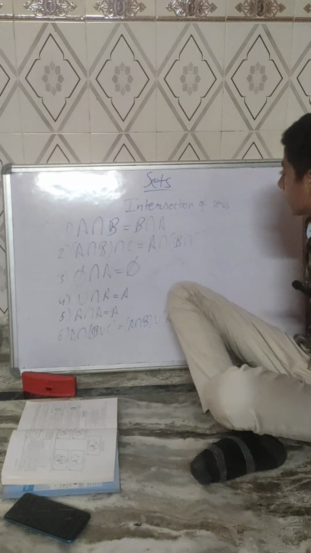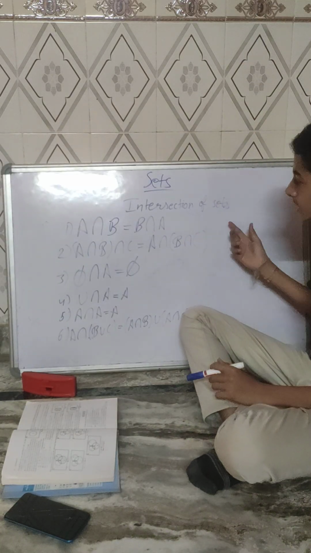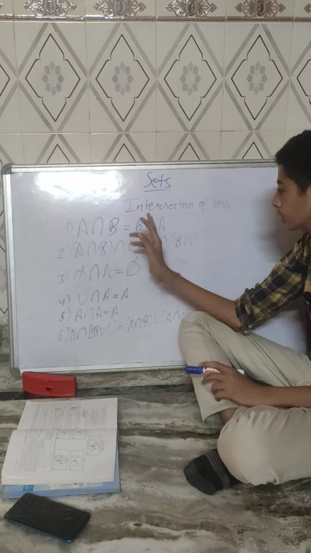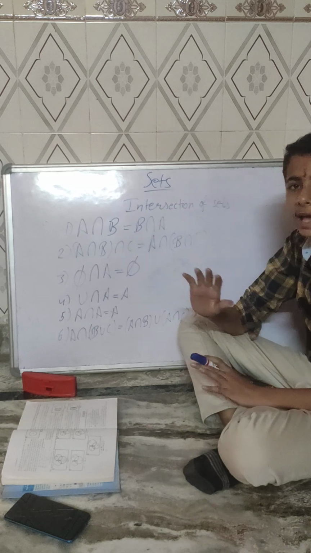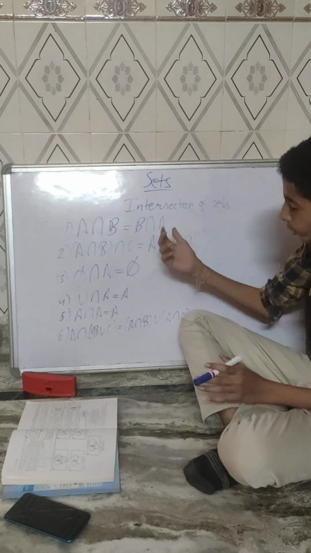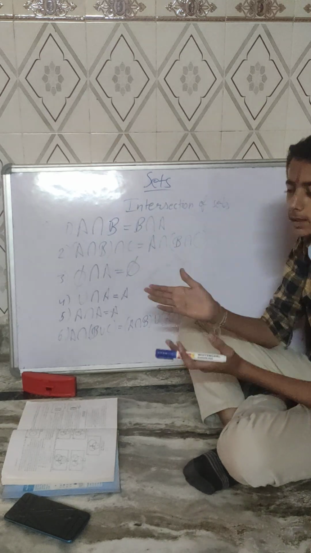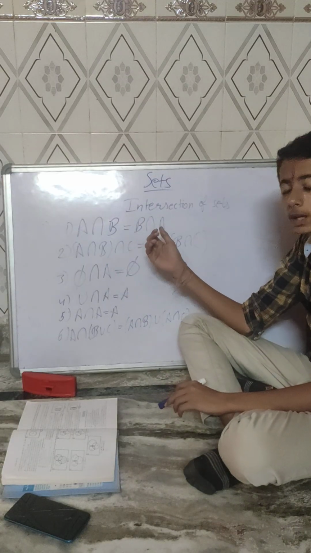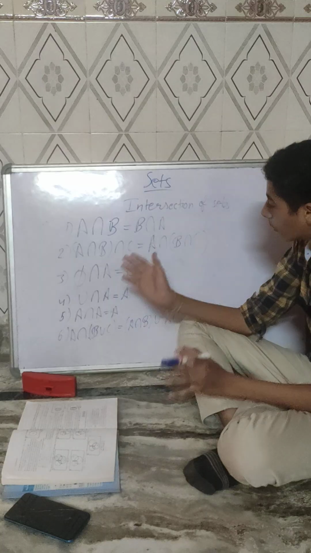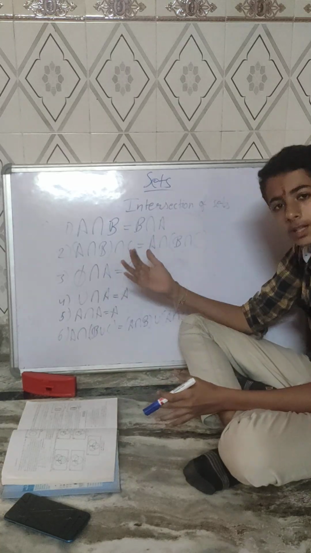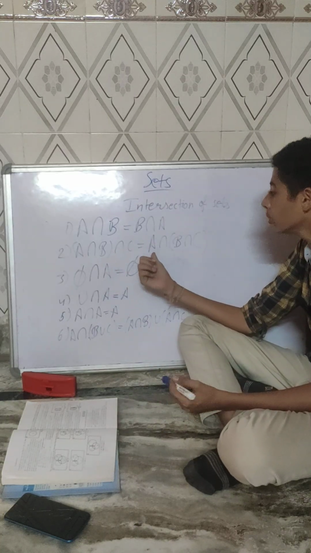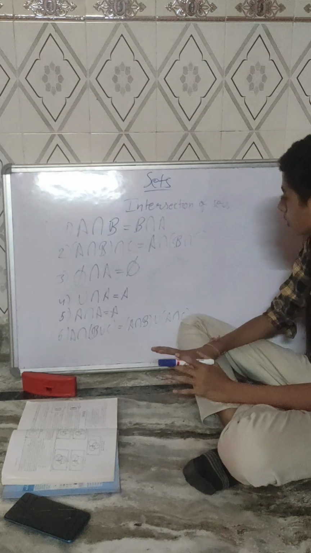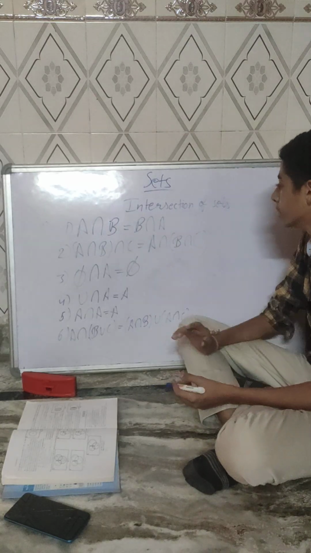Now these are some properties of intersection of sets. First property: A intersection B is equal to B intersection A, similar to the union of sets. Why? Because we can say that 1 plus 2 is equal to 2 plus 1. Then comes (A intersection B) intersection C, which will be equal to A intersection (B intersection C), same as union of sets.